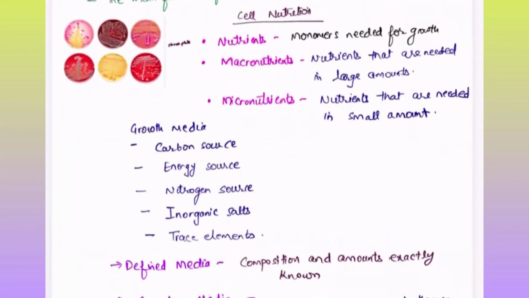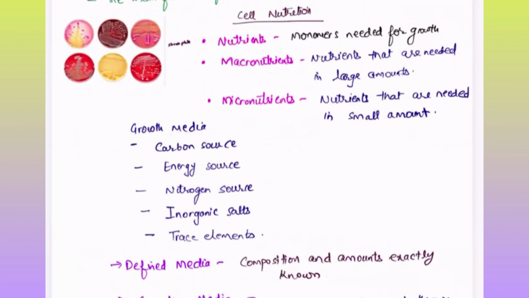So in today's video, we are going to discuss microbial growth and its control. The bacterial cells require certain nutrients, macronutrients as well as micronutrients, for their growth. Macronutrients are those nutrients which are needed in large amounts, like carbohydrates. And micronutrients are those which are needed in small amounts.